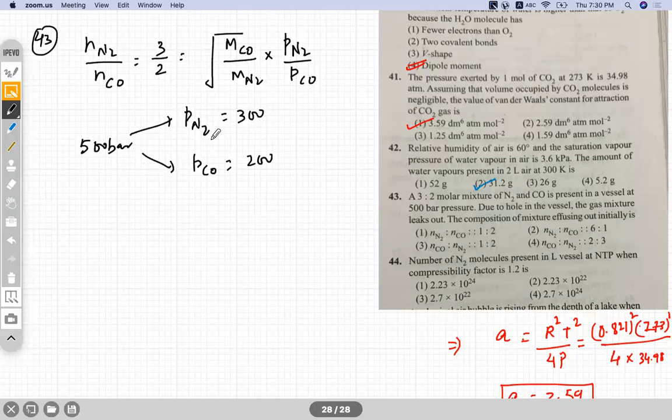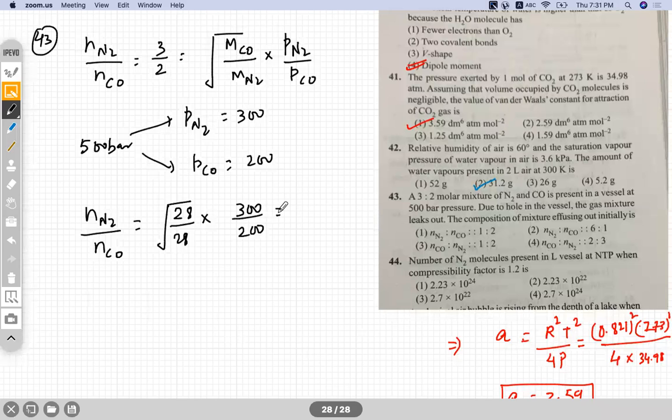200. So N of N2 by N of CO is equal to root over of molecular mass of CO, what is the molecular mass of CO? 28, that divided by 28, root over of it, into 300 by 200. That is 3 by 2 we get. N2 by CO is 3 by 2. So N CO by N2 is 2 by 3. Option D is correct here. Clear?